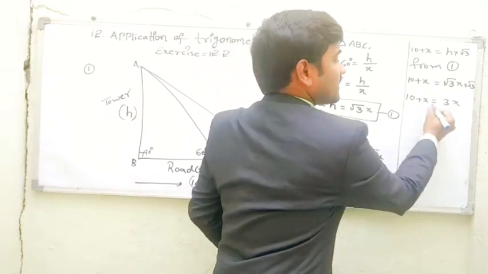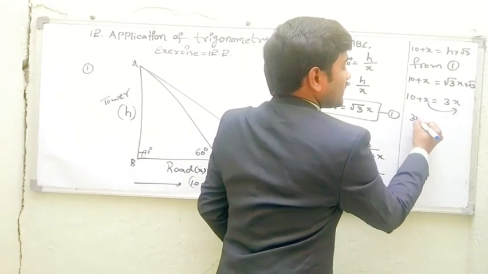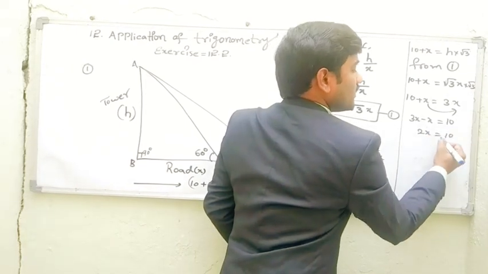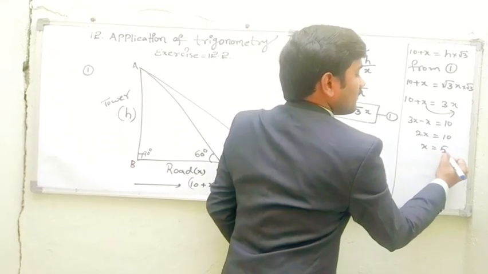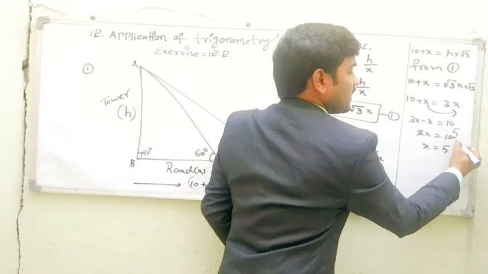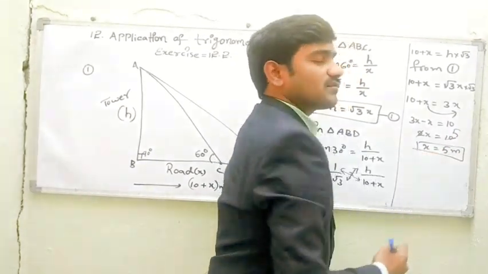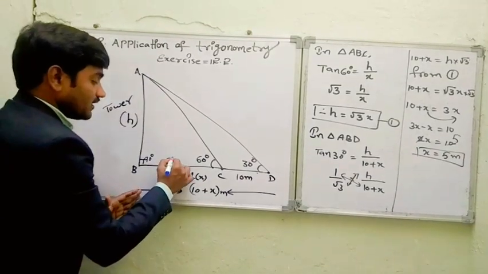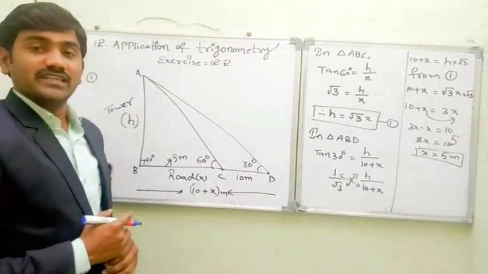So 10 plus x equals 3x. This x we transfer to this side, so that 3x minus x equals 10. Hence 2x equals 10. x equals 10 by 2, which is 5. Hence x equals 5 meters. That means the width of the road is 5 meters.